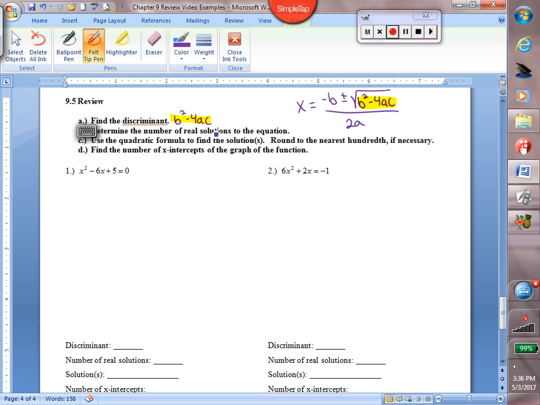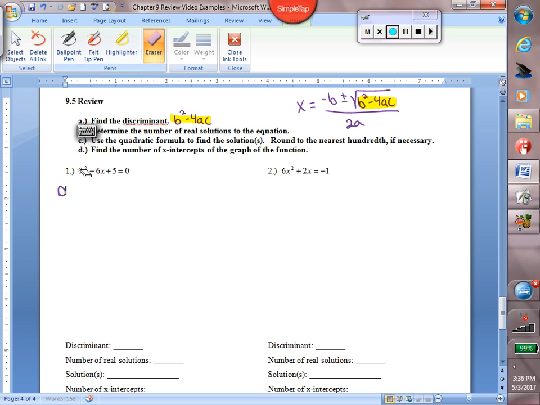Also, finding those solutions to our quadratic equation tells us how many x-intercepts we have and what the x-intercepts would be if we were to graph. So let's take a look at number 1. Let's find all the pieces we need. The first thing we want to find is the discriminant.